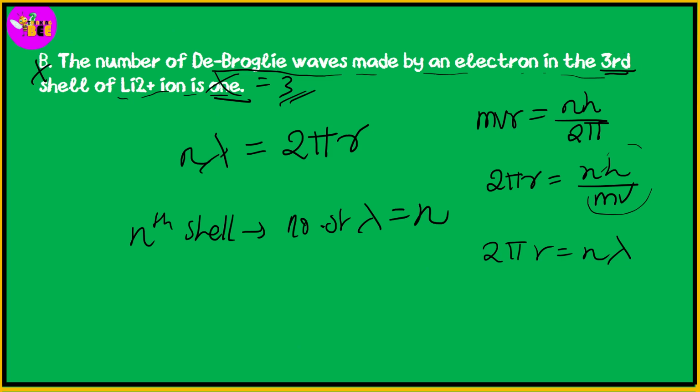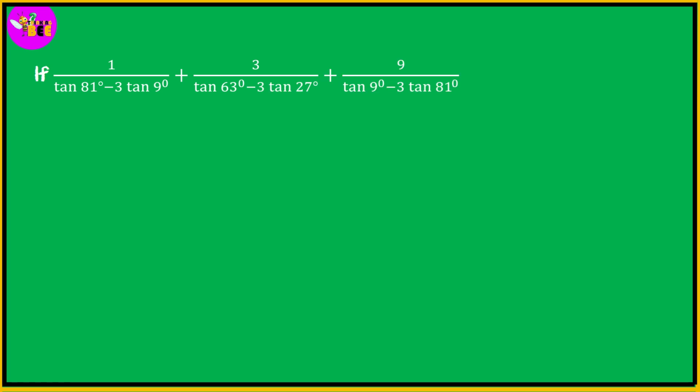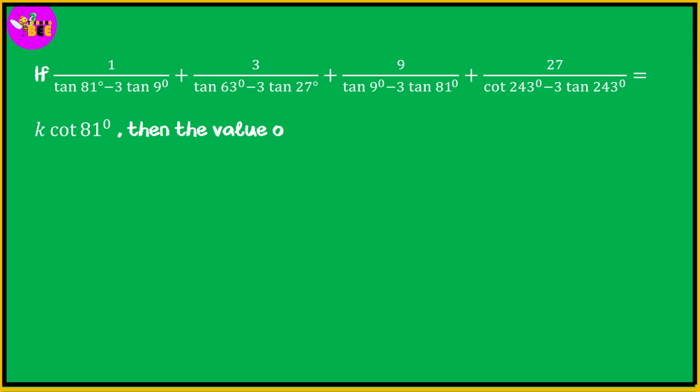Now, let us move on to the next question on mathematics. If 1 by tan 81 degrees minus 3 tan 9 degrees plus 3 by tan 63 degrees minus 3 tan 27 degrees plus 9 by tan 9 degrees minus 3 tan 81 degrees plus 27 by cot 243 degrees minus 3 tan 243 degrees equal to k cot 81 degrees, then the value of k is.